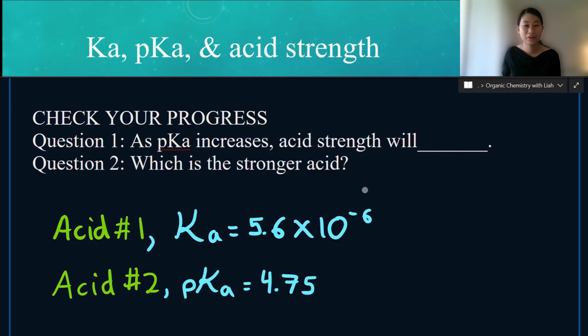Now it's time to test your understanding with this topic. Question 1 says, as pKa increases, acid strength will blank. And question 2 wants you to find the stronger acid between acid 1 and acid 2.